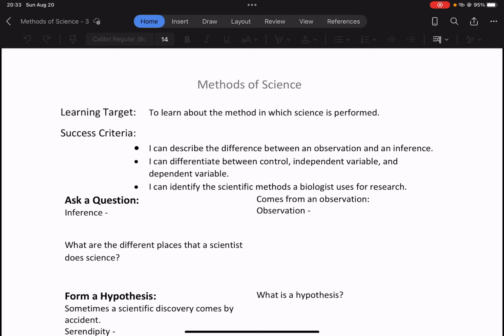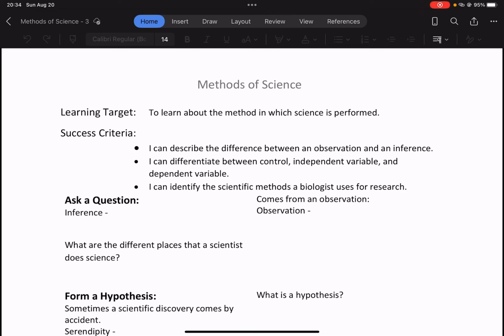We're looking at the methods of science. And so we want to learn about the method by which science is performed. We're going to be able to describe the difference between observation and inference. You can look at what a control is, what an independent variable is, and what a dependent variable is. And you can identify the scientific methods that a biologist can use for research.